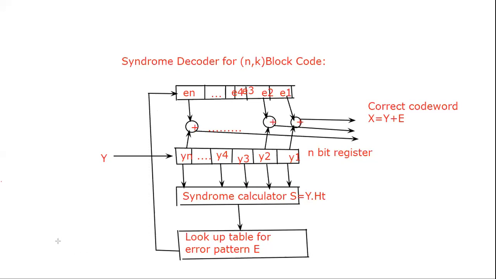So finally, this is the syndrome decoder for n comma k block code. Any doubts here? Once again, I want to revise all those things. See, so syndrome first, error code vector E1, E2 up to so on En. Received code vector. S is equal to Y into H transpose.